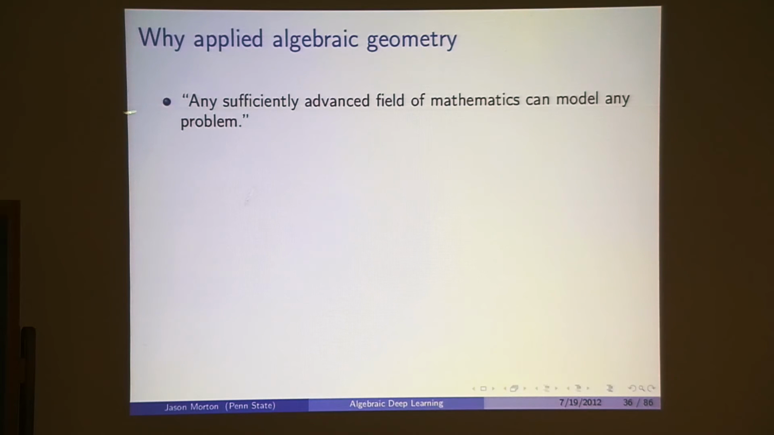One reason is just this sort of bastardization of the magic statement. Any sufficiently advanced field of math has enough structure to model any problem, really. So, okay, you can do it, but why should you? Algebraic geometry is as old as it gets, and it has a lot of structure, so we should expect we'll be able to model lots of problems with it.